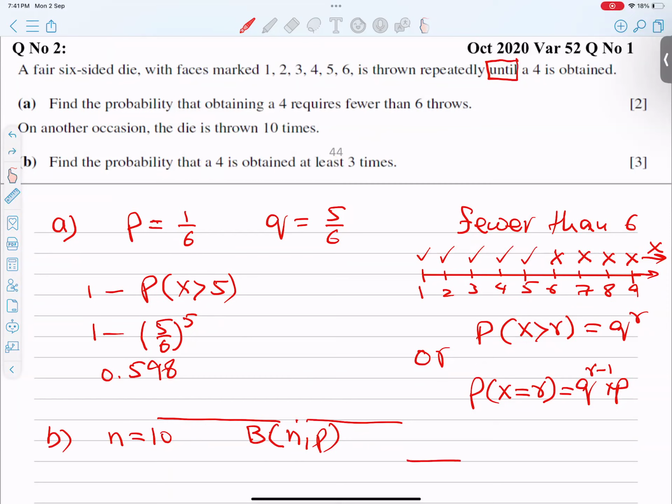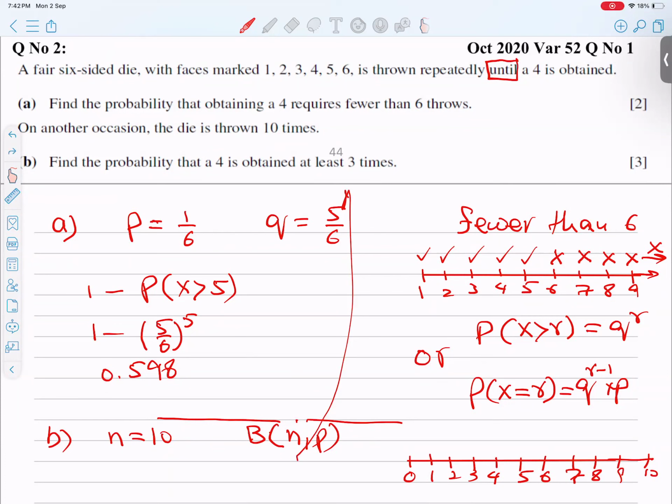What is at least 3 times? Again I make it this way, but this time, because it's binomial, we start from 0, whereas geometrical starts from 1. So let me write all: 0, 1, 2, 3, 4, 5, 6, 7, 8, 9, and 10. Why 10? Because there are 10 total trials. He's saying at least 3 times. At least 3 times means 3, 4, 5, 6, 7, 8, 9, 10. And I don't need 2, I don't need 1, I don't need 0.